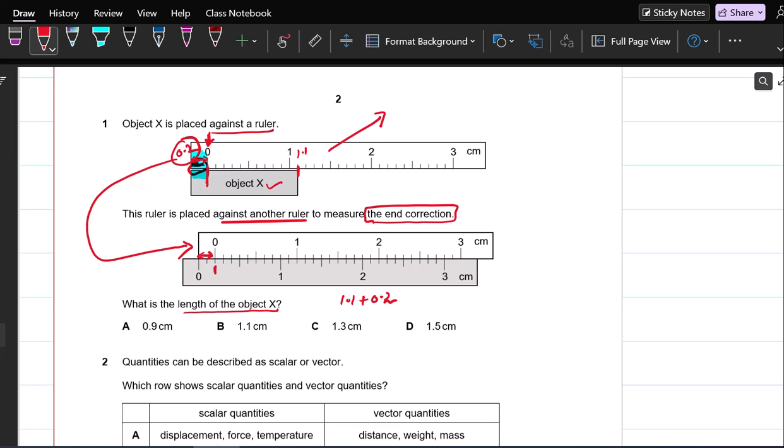What happened is that we got the length of this object X from this scale, 0 to 1.1. And the part where there was no reading, no scale, we measured with this meter rule, that is 0.2. So you have to add these two values and you will get 1.3 centimeter. So C is the answer here.